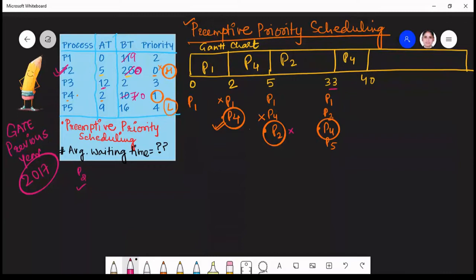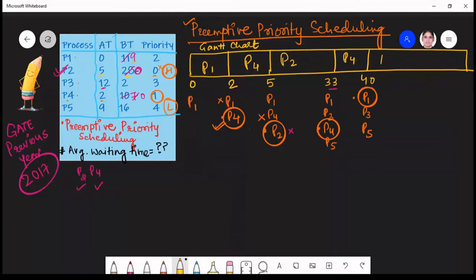Now P4 is also completed. So P4 has also completed its execution. Now we are left with three processes, that is P1, P3 and P5. And out of P1, P3 and P5, the next highest priority process is P1, and P1 is left with how much burst time? 9. So the next process which is going to take the CPU is P1 because it has the highest priority. So it is going to run for the next 9 milliseconds.